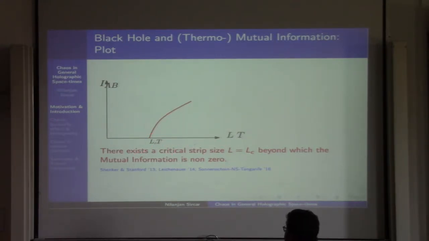That there is a critical size of the strip, or the size of the regions A and B, beyond which the thermal mutual information is non-zero. Below which the thermal mutual information is zero due to the thermal fluctuation, it doesn't let the correlation be there. But if you take large enough subsystems, you can have finite values of this correlation.